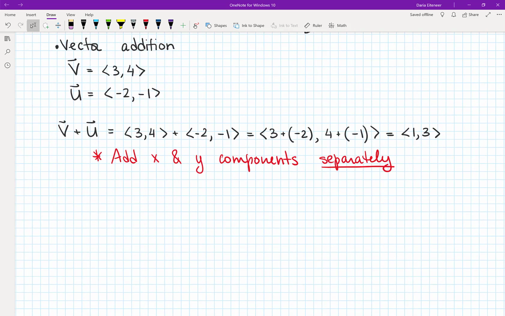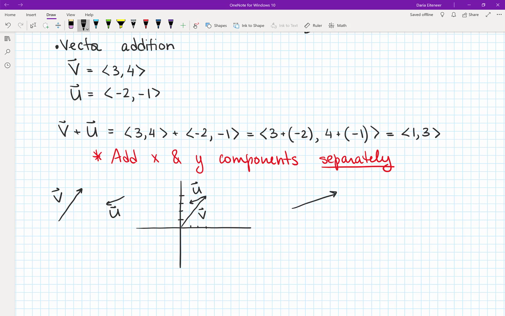Okay, so here is my vector v again, and here is my vector u. So I'm going to add them. The way I'm going to add these is I'm going to draw a coordinate plane. So obviously vector v is 3 units to the right, 4 units up. And then I'm going to place the end point of the next vector into the beginning of the previous one, like this. That's my vector u.